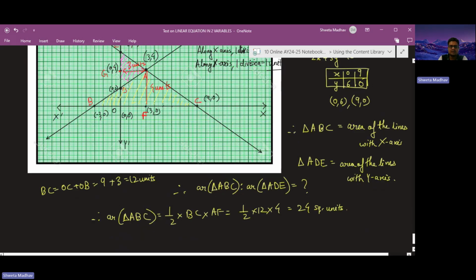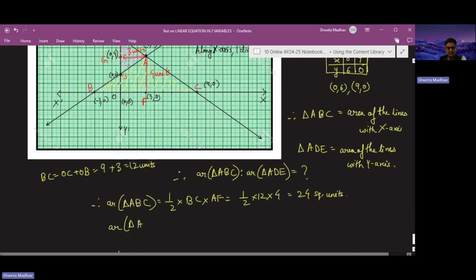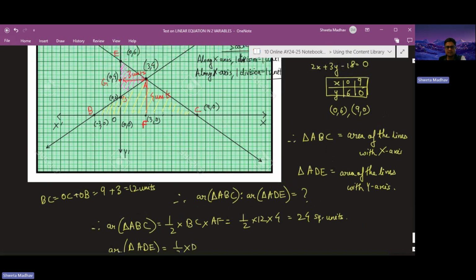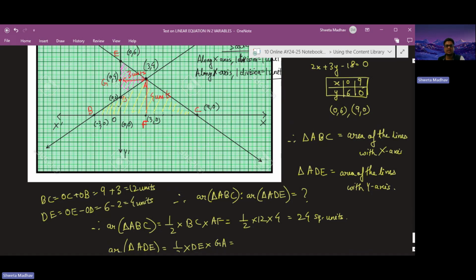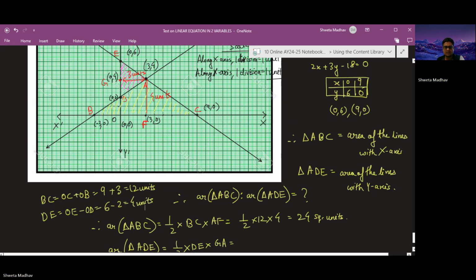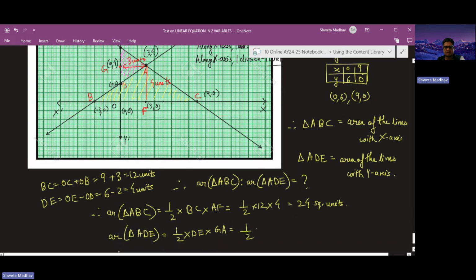Similarly, the area of triangle ADE is equal to half into base into height. The base is DE and the height is GA. DE length is equal to OE minus OD. OE length is 6 units and OD length is 2 units, so DE length is 4 units. And GA length we have shown is 3 units. So half into DE, 4, into GA, 3, is equal to 6 square units.